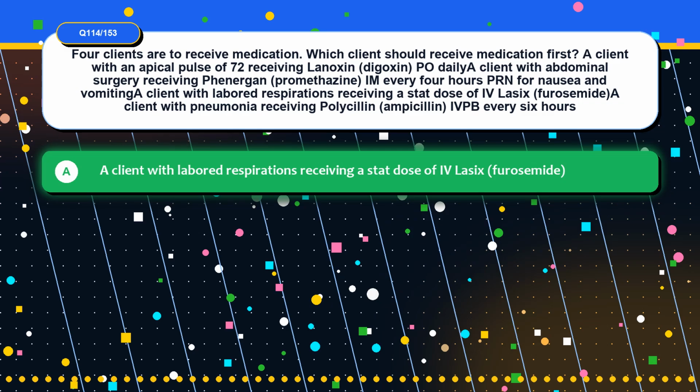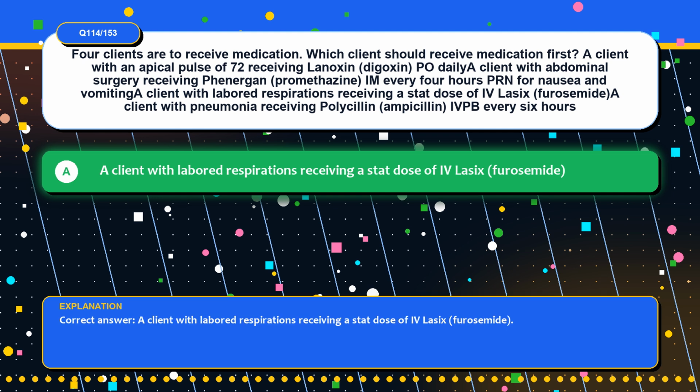The correct answer is option A. A client with labored respirations receiving a stat dose of Lasix furosemide.